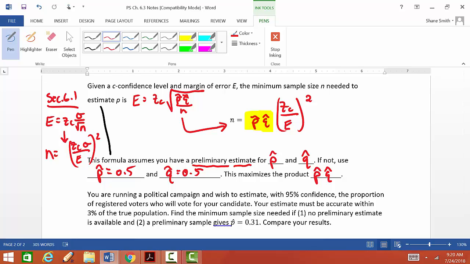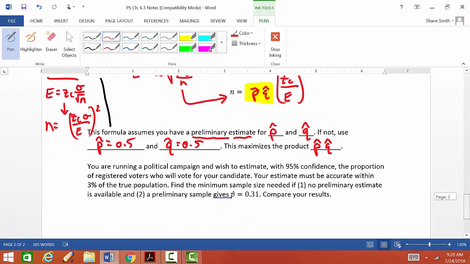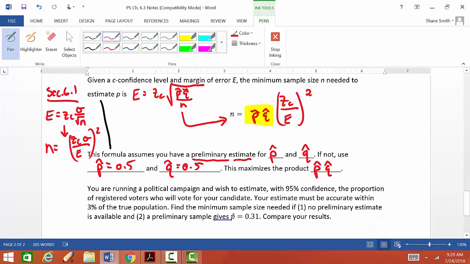and 0.5. So for example, if I picked 0.4 and 0.6, those add to 1, but when I multiply those, that doesn't give me as large of a number as 0.5 times 0.5, which is 0.25. So 0.25 is the largest. So basically, we're giving the scientist a worst case scenario. All right. So let's see what happens when we have a preliminary estimate and when we don't.